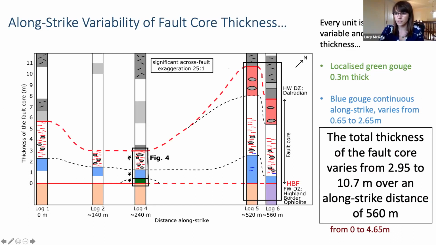So the total thickness of the fault core varies from about 3 meters in one place to about 10.7 meters in the other, which is quite a difference over a relatively short distance.